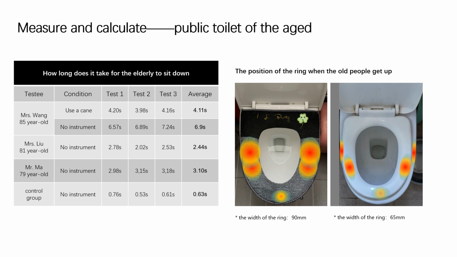We also did some further tests about measurement and calculation. The first one is to calculate the time span for elderly people to sit down. We collect that data and compare them together. The next one is the position of the ring when the elderly people get up. And so we marked the critical areas in this picture. So that could be a more critical area than other places.